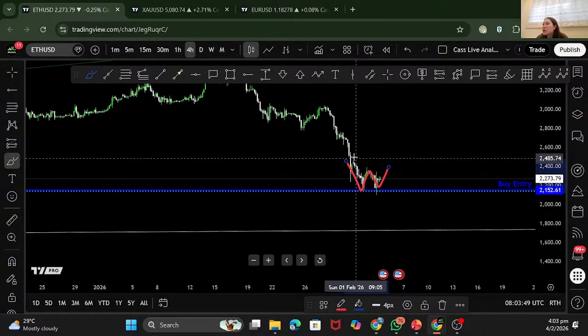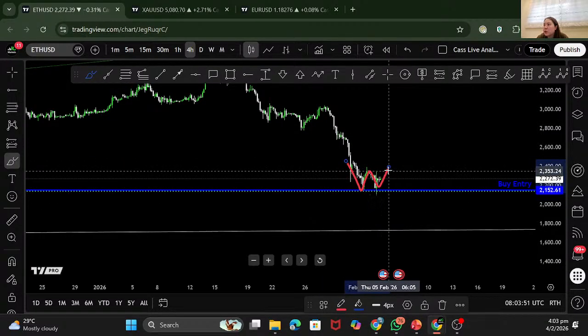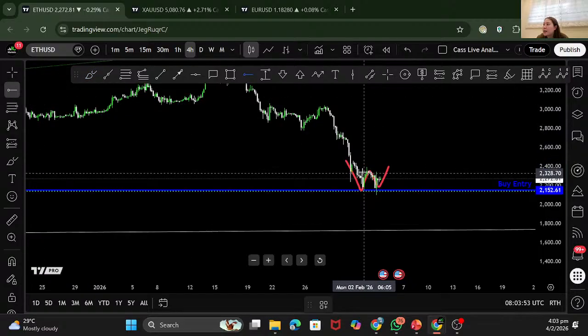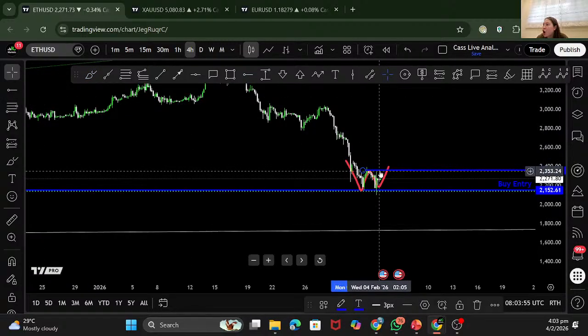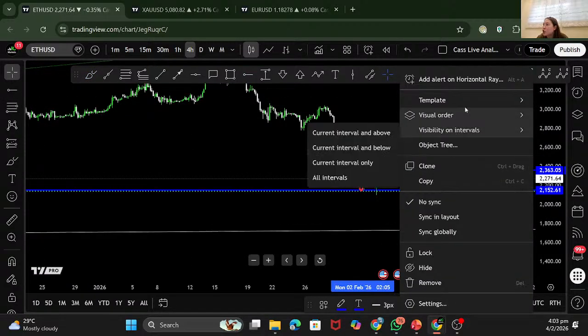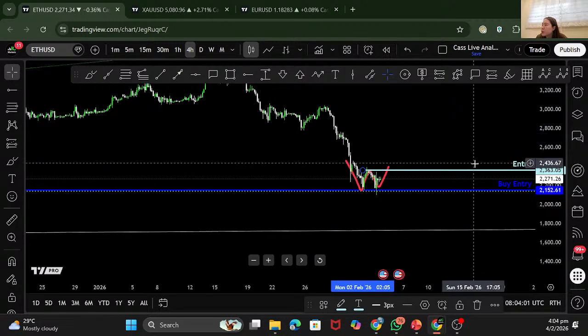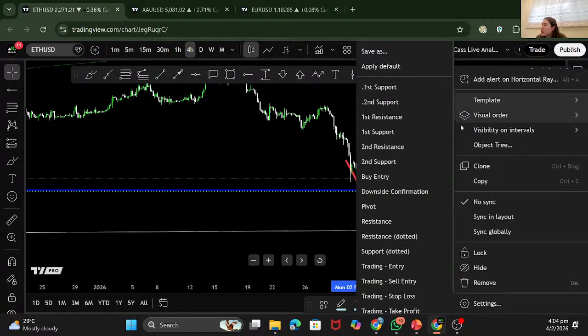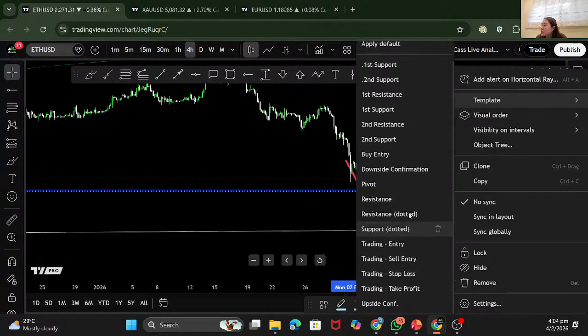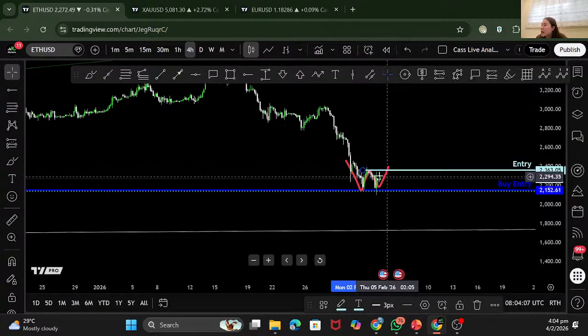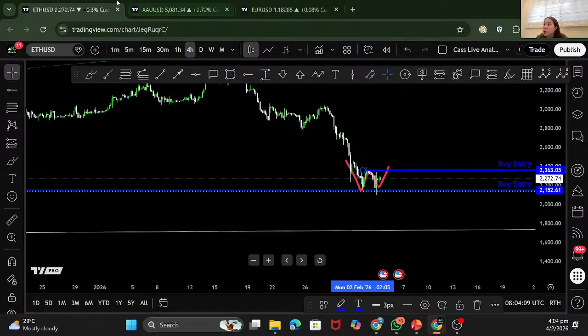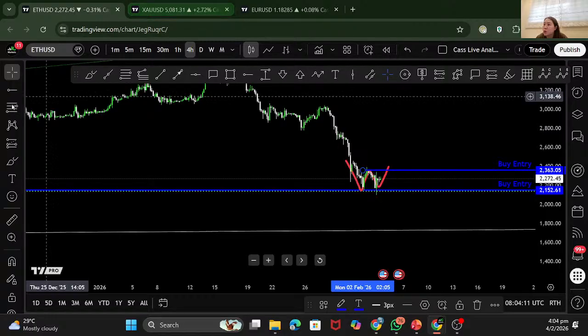So the double bottom has to make a W kind of shape, and then it needs to break this top for it to be valid. That means your entry will only be here. Okay, I guess we can put that there as a reference. I'm going to put this here for now, and then I'll decide later what to do with whatever information we have collected.